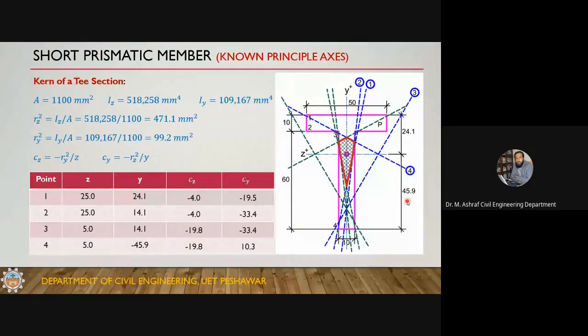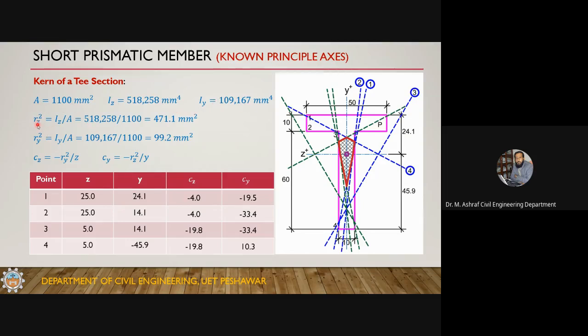Now let's talk about the kern of a T section. This is the same T section we discussed earlier, so I'm not going over the geometric properties of this T section again. The centroidal axis is 45.9 from the bottom and 24.1 from the top. And these are the geometric properties: A, Iz, Iy.